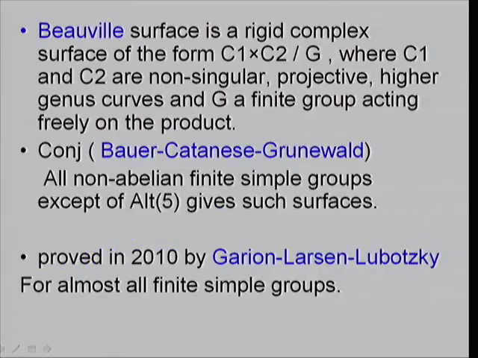And the probabilistic method is very, very efficient for this type of question. Let me try to impress you, but in a second I will tell you the secret. You should not be too impressed. Let me show you a solution to an algebraic geometric problem coming from this. There is something called a Beauville surface. This is a rigid complex surface, which is obtained as a quotient of a product of two non-singular projective higher genus curves, by a free action of G on that product. There is an interest in this type of rigid complex surfaces.